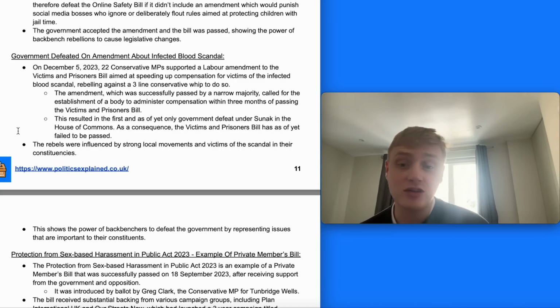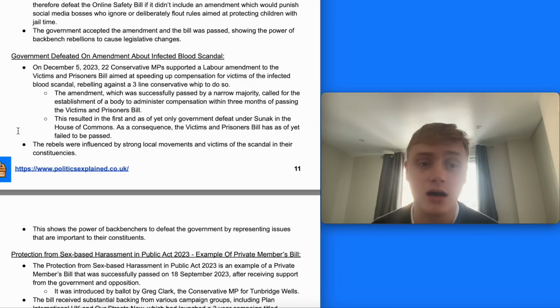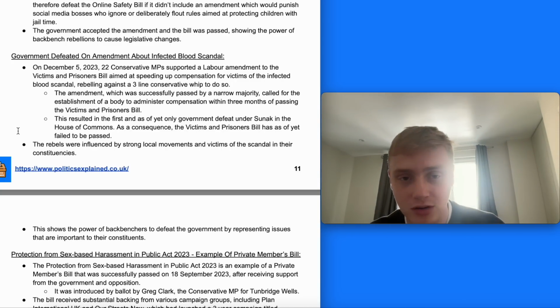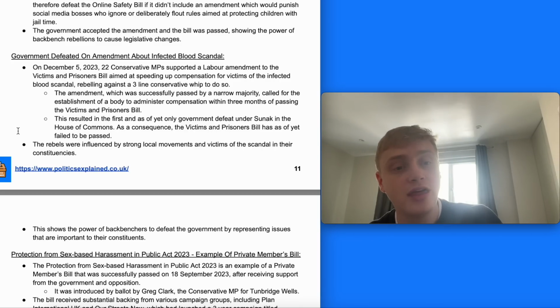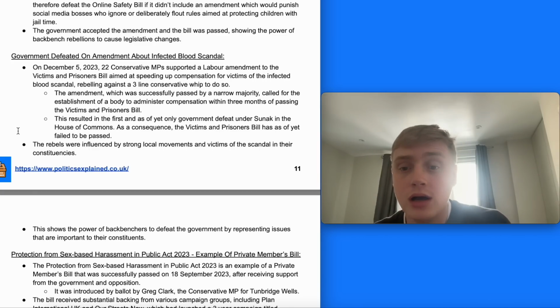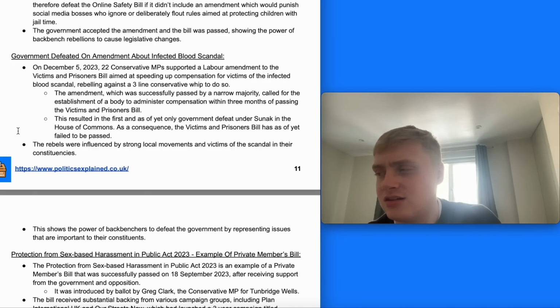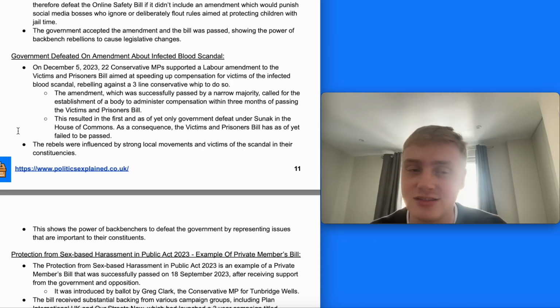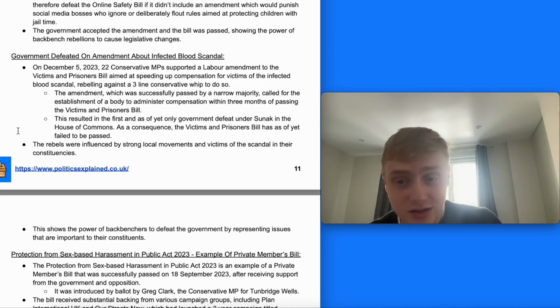And it can also be shown as an example of the MP constituency link, and this is in more detail in the UK politics example pack. But the rebels were influenced by strong local movements and victims of the scandal in their constituencies. So Caroline Nokes, for example, I think she's in Southampton. I don't know the particular name of the constituency, it's in the pack, but she was influenced by a strong local movement there and voted against it. So it's an example of the MP constituency link as well.